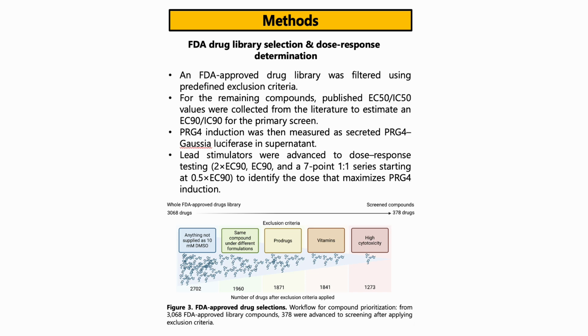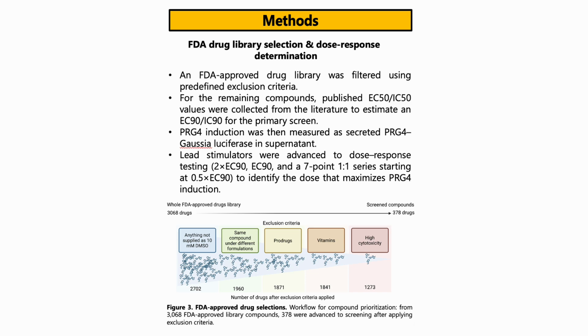For drug selection, we started with a library of 3,068 FDA-approved drugs, where we applied some exclusion criteria, such as removal of compounds that were not provided as 10 millimolar in DMSO, the same drug in different formulations, prodrugs, vitamins, and highly cytotoxic compounds. This gave us 1,273 eligible compounds, and 378 were randomly chosen for the first screen.